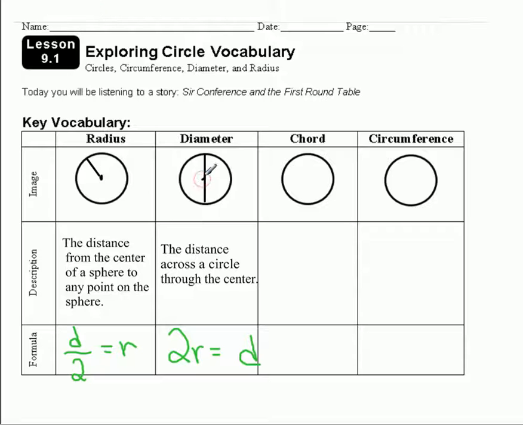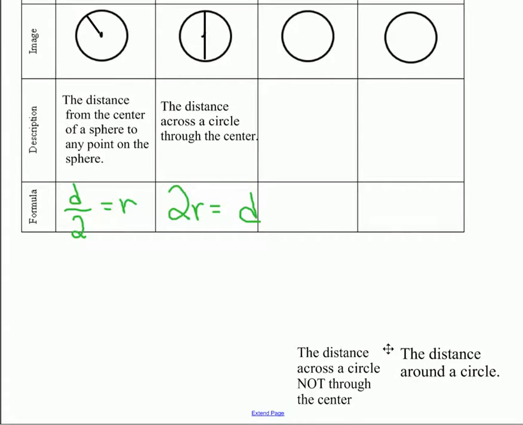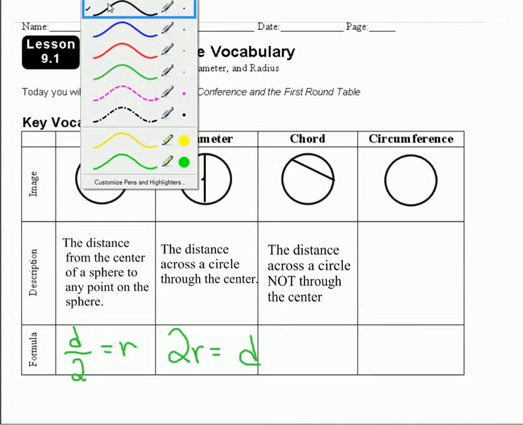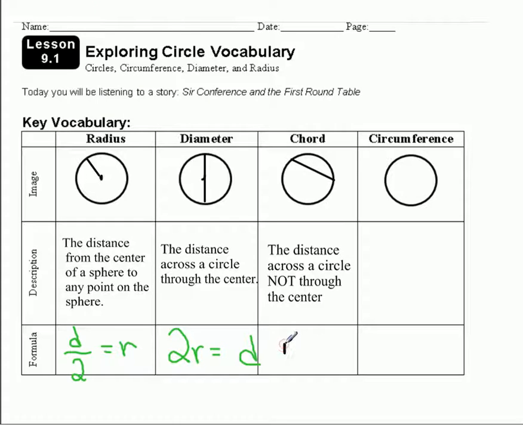Moving on. A chord. Something a little different, but they do sometimes draw them in the distance across a circle that's not through the center. So basically I'm going to draw a straight line. It's just not going to go through the center of the circle. Look how kind of weird that looks. There is no formula for this, none. So I'm going to write not applicable, N/A, not applicable. Means there is no formula.